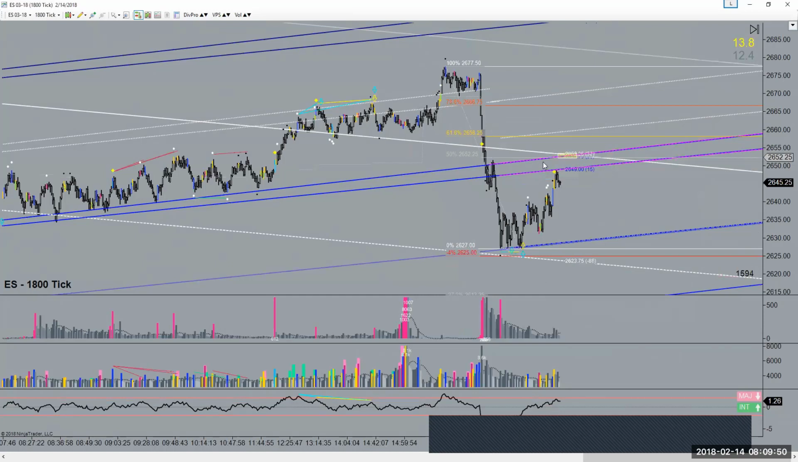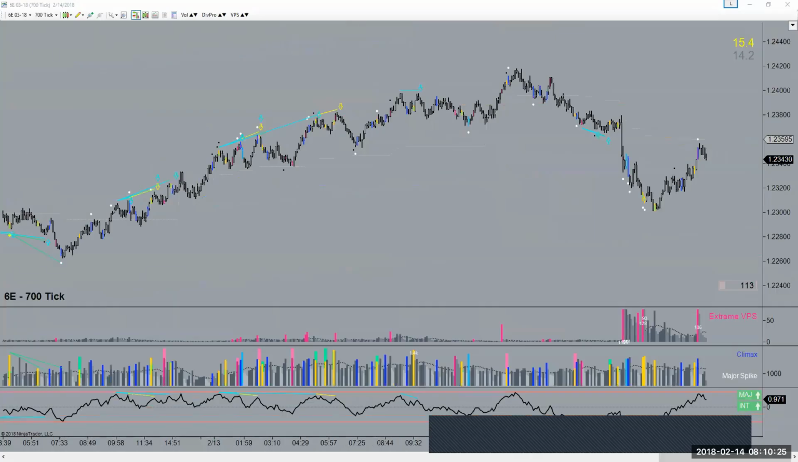All right, I'll put an alert right there. And one right here. Actually, I'll put that one right here. Okay. So that's a 50% retracement on the euro.